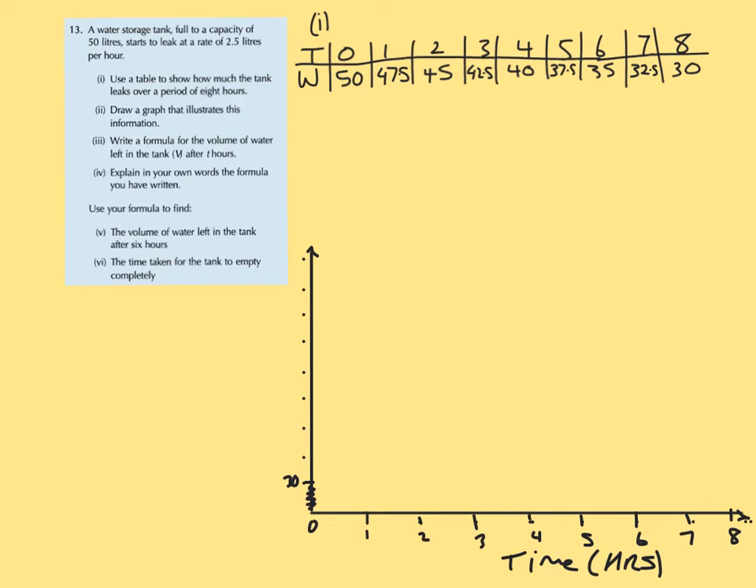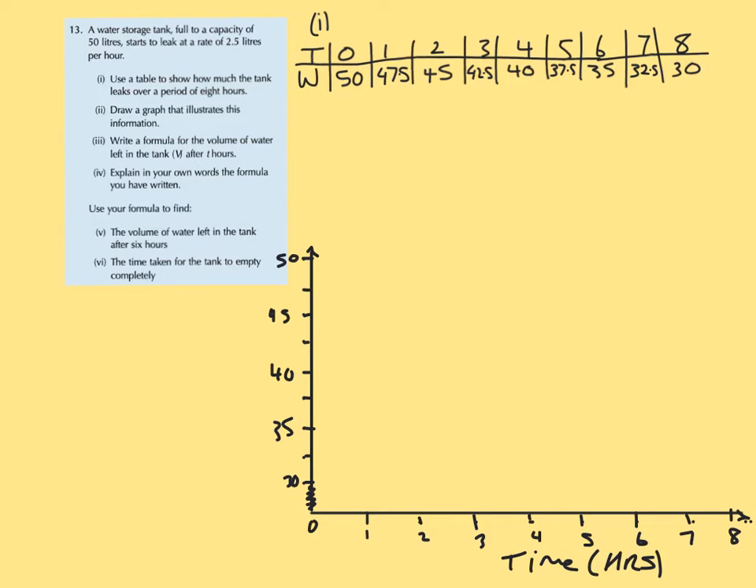Okay, so then we have 30, we have 32.5. So actually I'm just going to go up in fives here, because we know that the middle one is 35, 40, 45, and there's our 50.